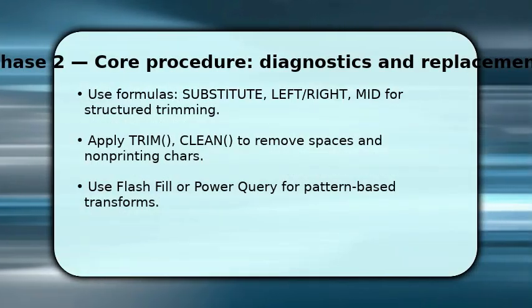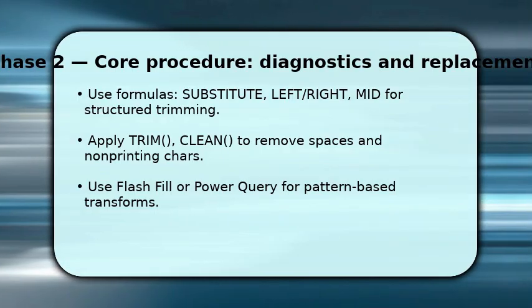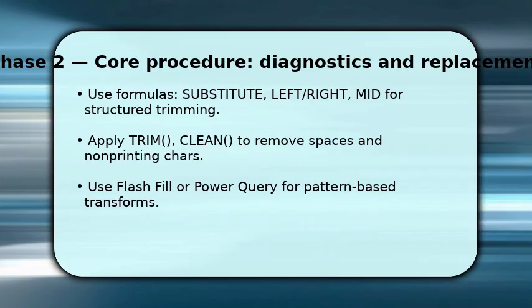If text follows a structure, use substitute to replace exact fragments or left/right/mid combined with find to extract what you want. This gives predictability. Apply trim and clean to strip extra spaces and non-printing characters. Invisible junk often causes errors.